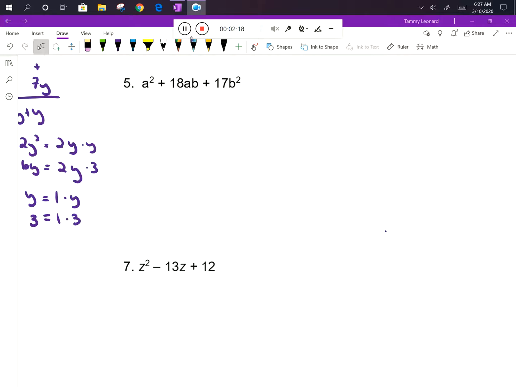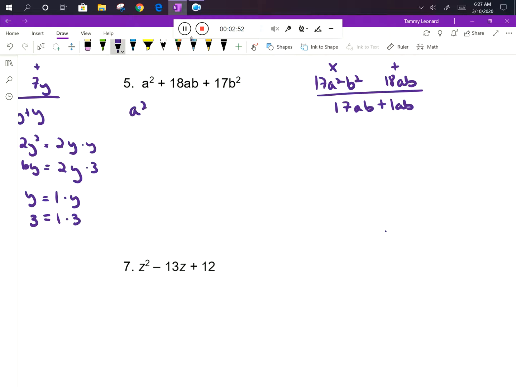The next one, there's nothing that all of them have in common, but we do have two variables, so we need to be careful. We're looking for two things that multiply to make 17a squared b squared and add to make 18ab. Well, 17 doesn't have a lot of factors, so we kind of have to hope that 17 and 1 work. So 17ab times 1ab would give me 17a squared b squared. And 17 plus 1 equals 18, so they do work.